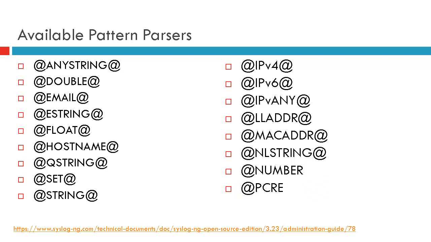One thing I would like you to note here is that even though all these different parsers are available, the E string and the Q string are processed much faster than other parsers and are less CPU intensive. When you use parsers like IPv4, email, or hostname, be careful about your CPU usage.